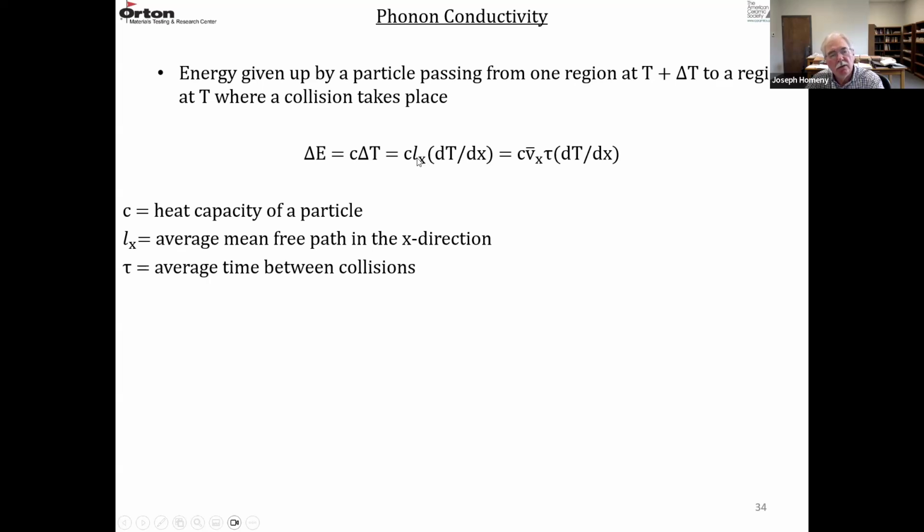And then the mean free path, the distance between collisions, can be converted to the velocity times tau, and tau is the time between collisions. So velocity times time just equals distance. So this energy difference equals the heat capacity times the velocity times the time between collisions times the temperature gradient.